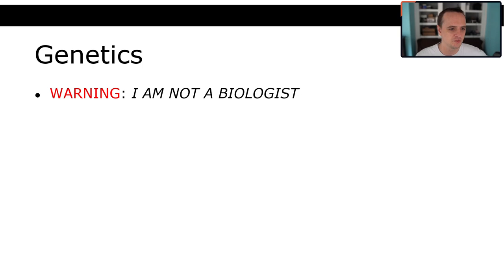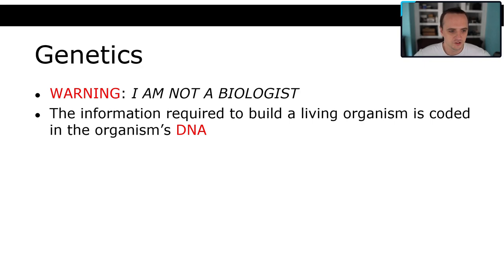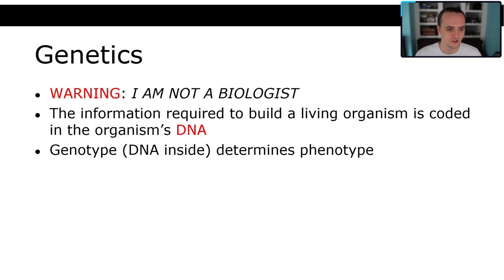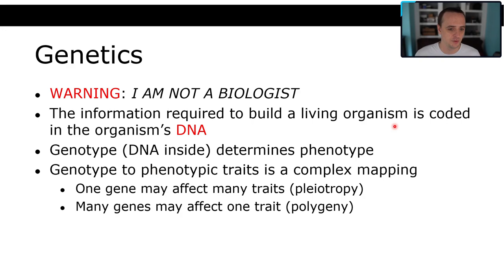So the information required to build a living organism is coded in the organism's DNA. So the DNA is like your source code, essentially. The genotype inside your DNA, okay? So the genotype is the DNA. Your DNA forms a genotype that determines the phenotype. Genotype to phenotypic traits is a complex mapping. What that means is, just like source code, right? If I take some source code over here, and I have some other source code over here, if I change like 3 lines out of 100,000, it could produce something wildly different, right?